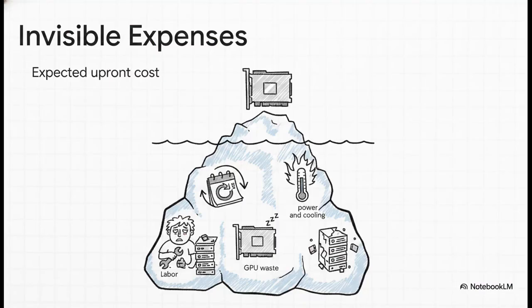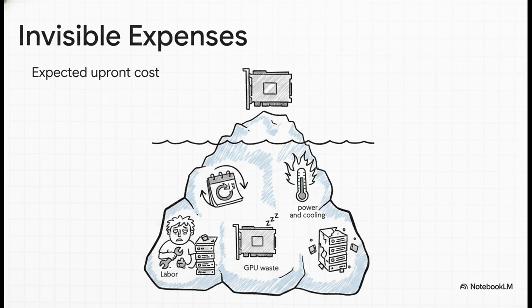So let's say you do decide, or you're forced to self-host. We absolutely have to talk about the invisible expenses. These hidden costs easily make self-hosting 3 to 5 times more expensive than that raw $2 an hour GPU rate you saw advertised. Teams systematically ignore these factors.